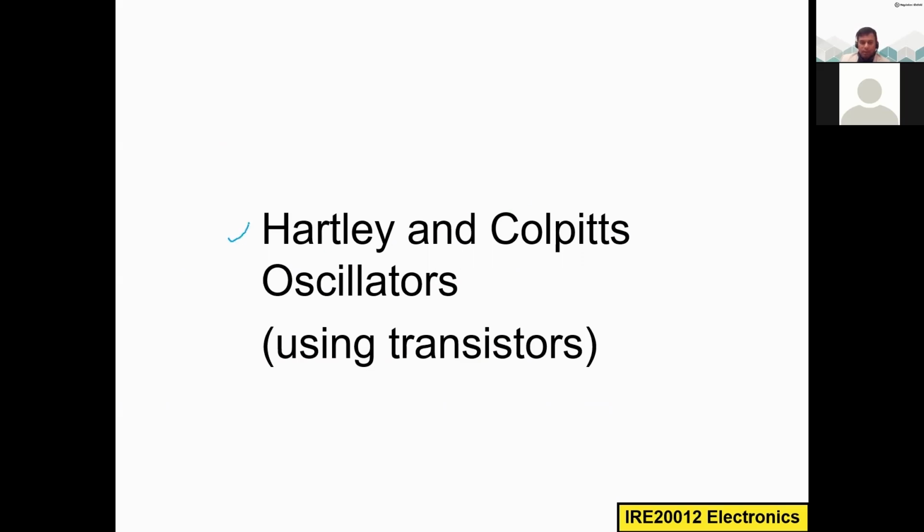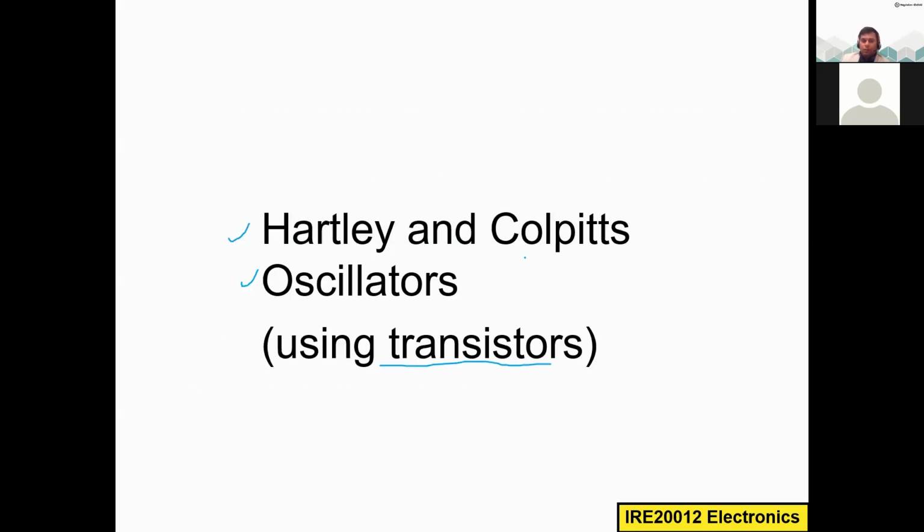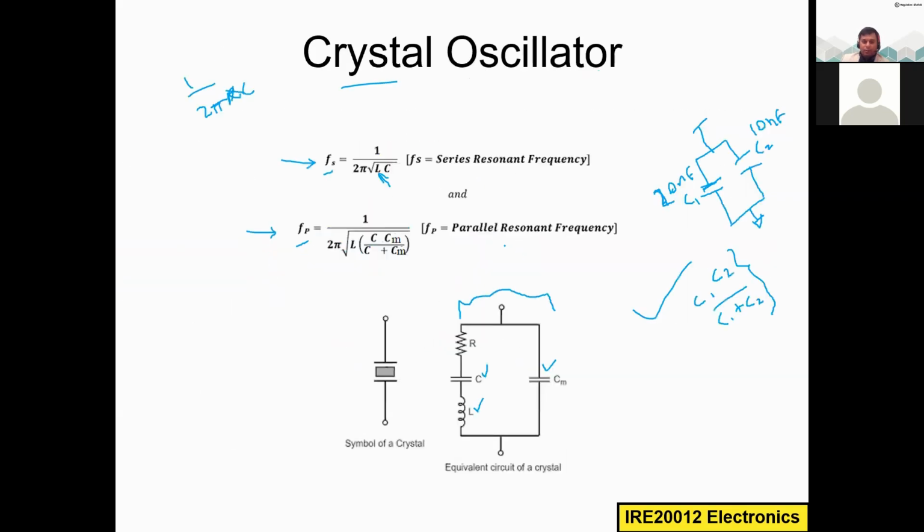We will move to the Hartley and Colpitts oscillator. We will also design the circuit by using transistors, not an operational amplifier. So far we had seen RC based circuits, right?